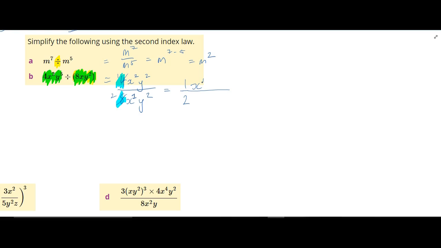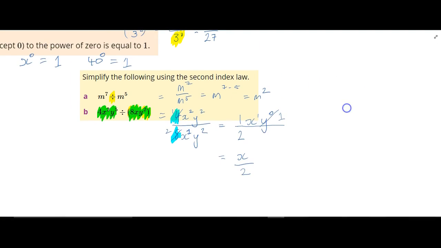Now y^2 over y^2, okay, you can look at this a couple of ways. If you take away, so it's a division problem, you take away the powers, what 2 take away 2 is y^0. You can write that if you want, but y^0 is equal to 1, okay, because of our zero power. Okay, so let's rewrite this. 1 times x to the power of 1 times 1 is going to just be x. Okay, 1 times x is x. x times 1 is x. Okay, and on the bottom we've got a 2. Okay, so that's using the second index law.